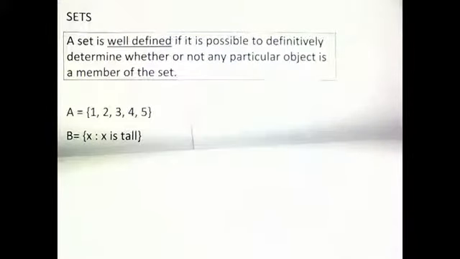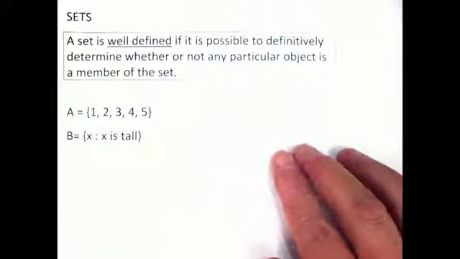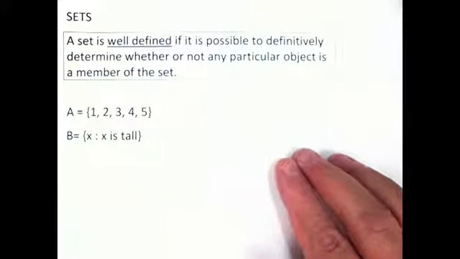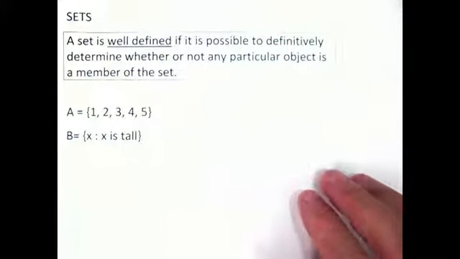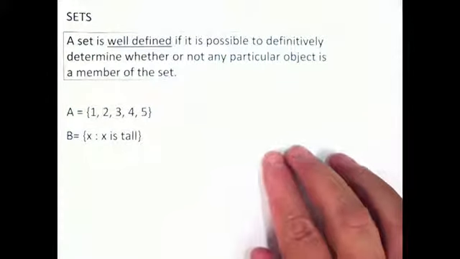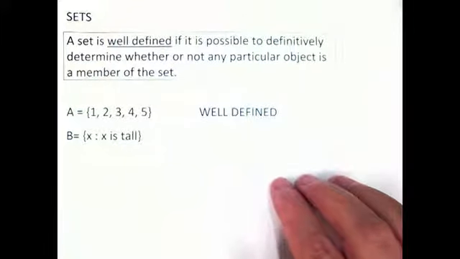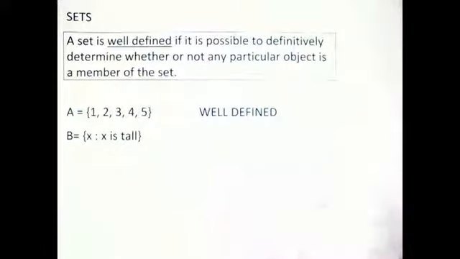I'm going to show you 2 examples and let you see what you think. The first is the set I call A, which is the set 1, 2, 3, 4, 5. Now I don't know about you, but I can't think of a more well-defined set. I definitely know 1 is in A, 7 for instance is not. 2 is in A, 45 is definitely not. 3 is in A, 1/2 is not, and so on. So that is a perfectly well-defined set.